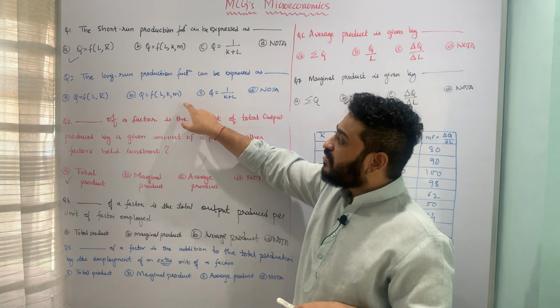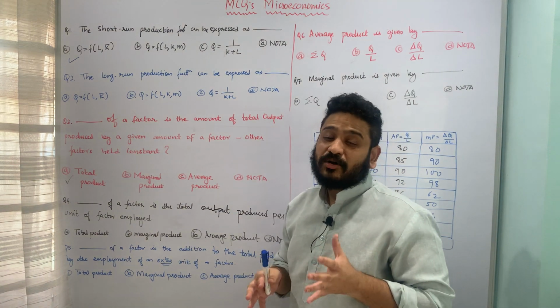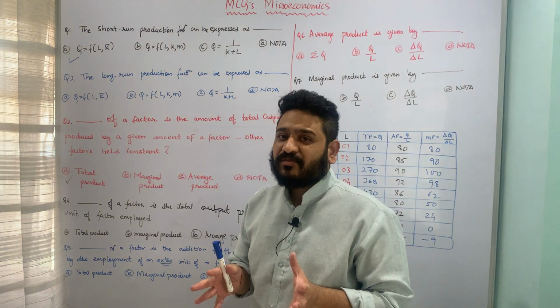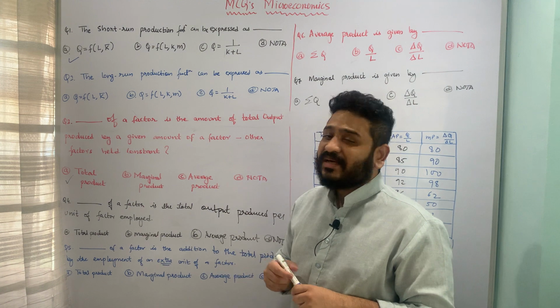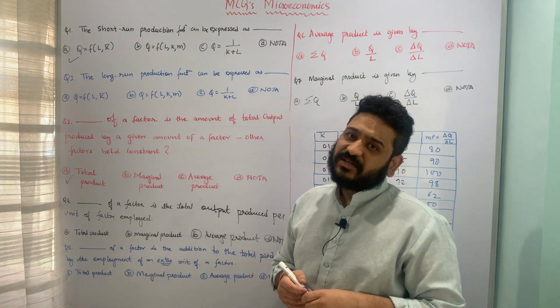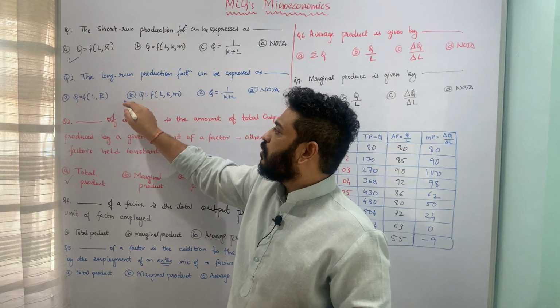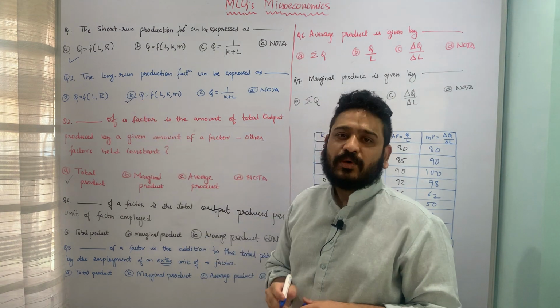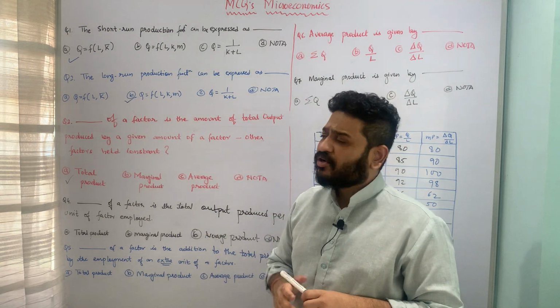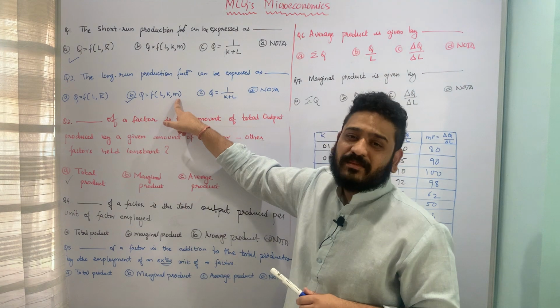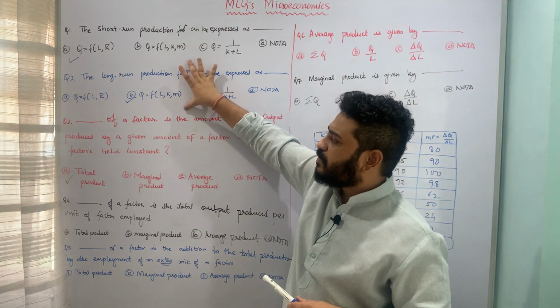Here we can see that option B talks about variability of all the factors. That means option B is the long run production function's expression, and therefore the long run production function can be expressed as Q is a function of labor, capital and material. I hope these two questions are pretty much clear.